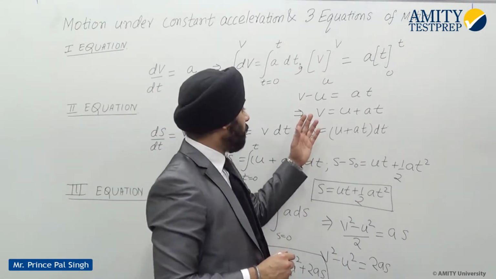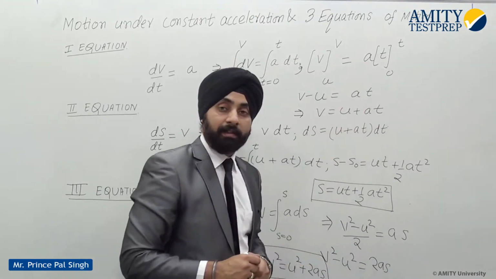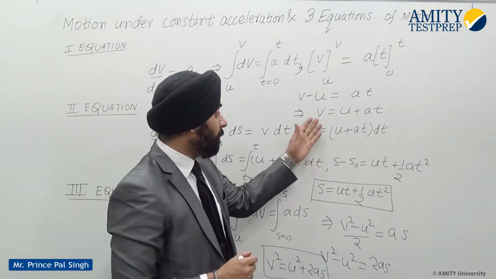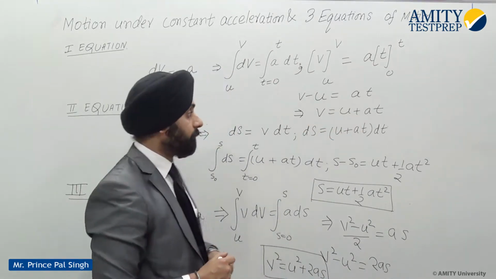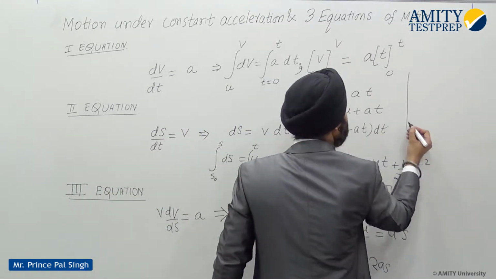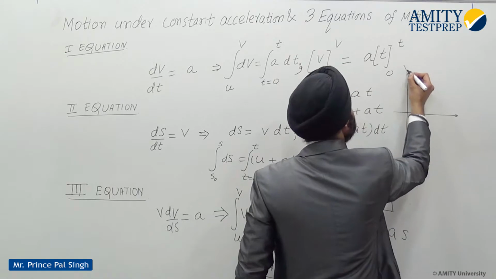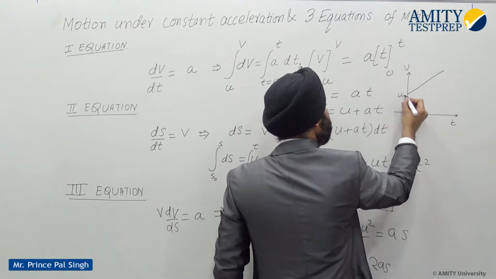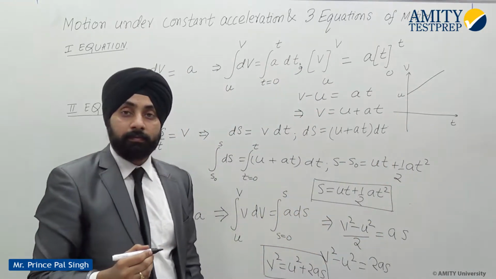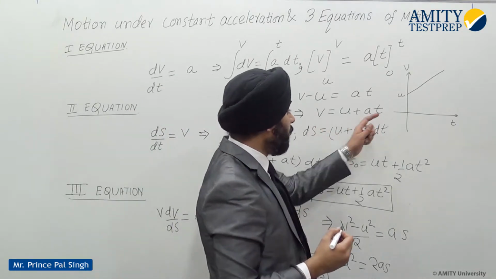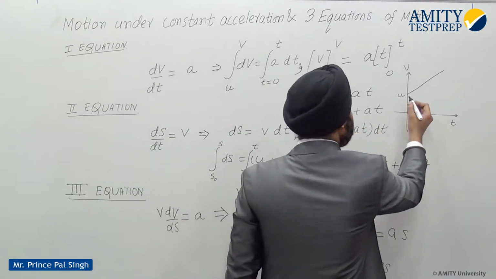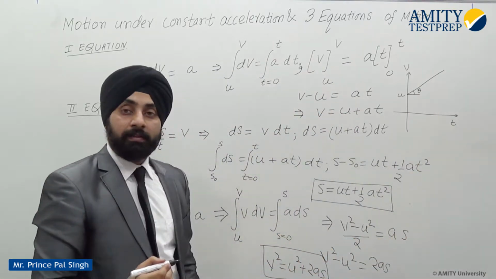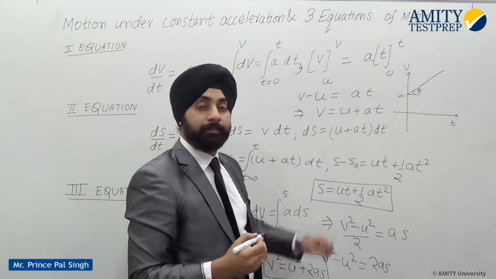We see that the velocity and time relation is linear. So the velocity time graph of the particle will be a straight line like this. This is the velocity at t equal to 0, because v is proportional to t, and the slope of the vt graph gives us the acceleration, the value of a.